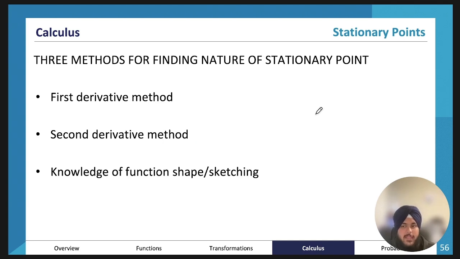So there are 3 methods mainly for determining the nature of a stationary point. Either using the first derivative method and drawing up a nature table, or we can do the second derivative method. The second derivative method is more special, but it can still be used in Methods to get full marks. However, I won't be using this method today in order to avoid any confusion. But we can also use knowledge of function shape and sketching. So just knowing how the function looks or behaves, we can also determine the shape of the graph.